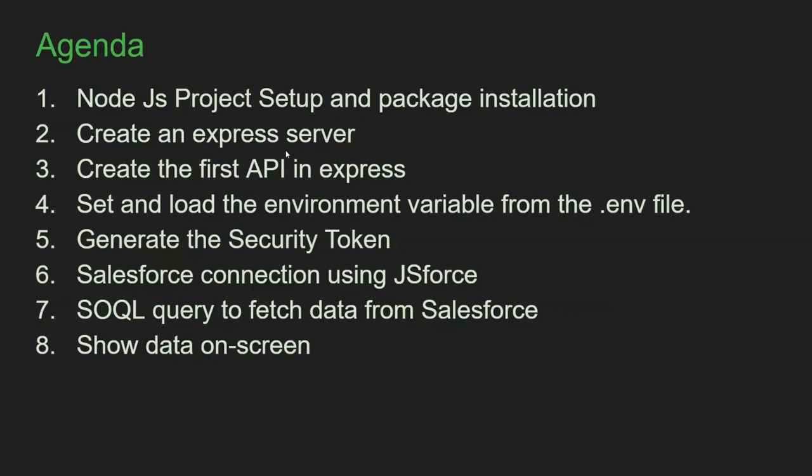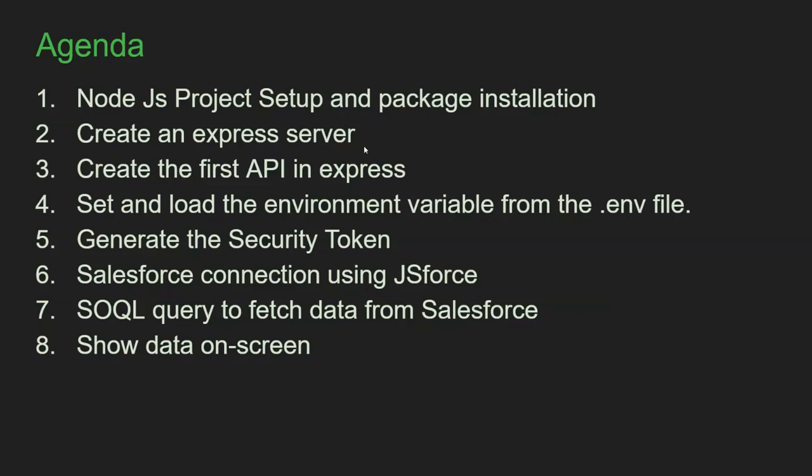Today we're gonna learn how to set up the Node.js project and install the packages. Then we'll create an Express server, and after that, we'll create our first API in the Express server. After that, we'll see how to create the .env file and load the environment variables. Then we'll generate the security token. Once the security token is available, we use the JS Force library to connect with Salesforce. And after that, we'll write a SQL query to fetch the data from Salesforce, and we'll show the data on the screen. This is the agenda for today's session.